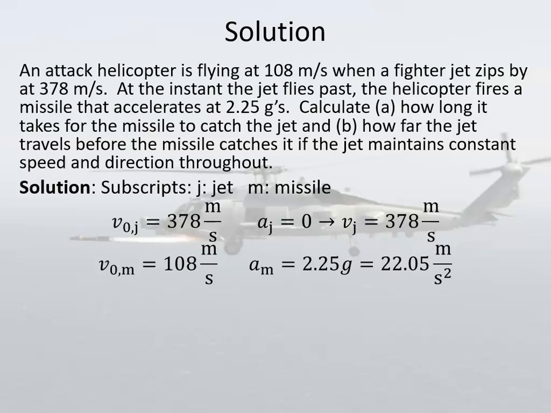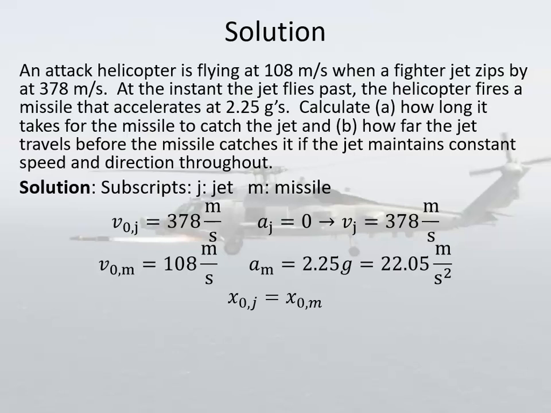But wait a second, Gs are not SI units, so we need to plug in the fact that G is 9.80 meters per square second, so 2.25 times 9.80 is 22.05. So there's the missile's acceleration in SI units of 22.05 meters per square second.